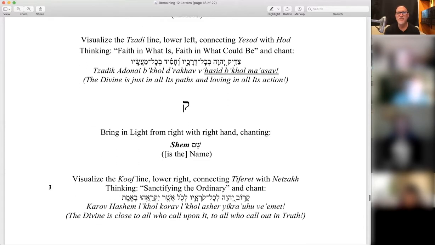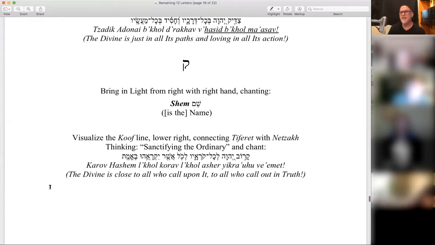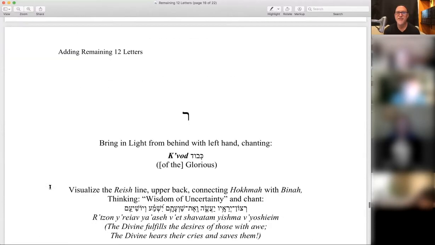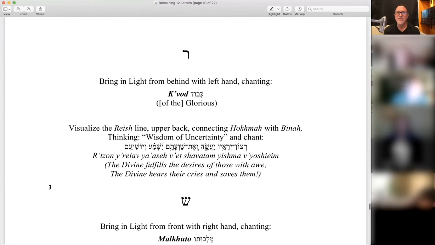Next is Kuf. Kuf is opposite Tzadi. It's on your right, connecting Tiferet with Netzach. Horizontal on your right lower. We're almost at the end. We've got the letter Resh. Resh is going to be behind you, connecting Chokhmah and Bina. So shoulder level, horizontal, Chokhmah and Bina behind your head, which is one of the meanings of Resh is Rosh, which is head.